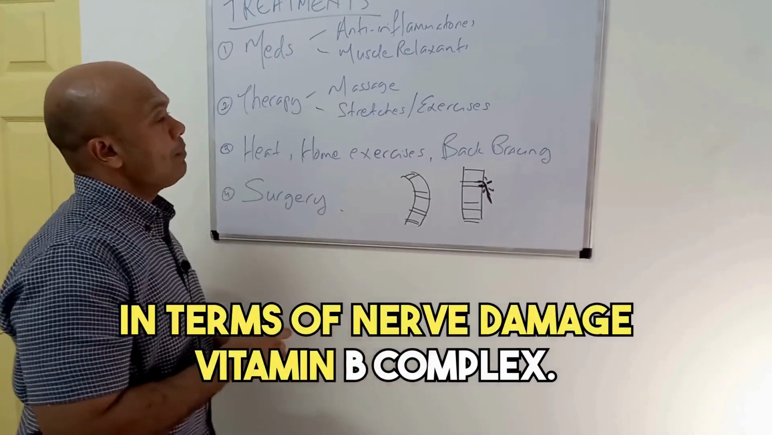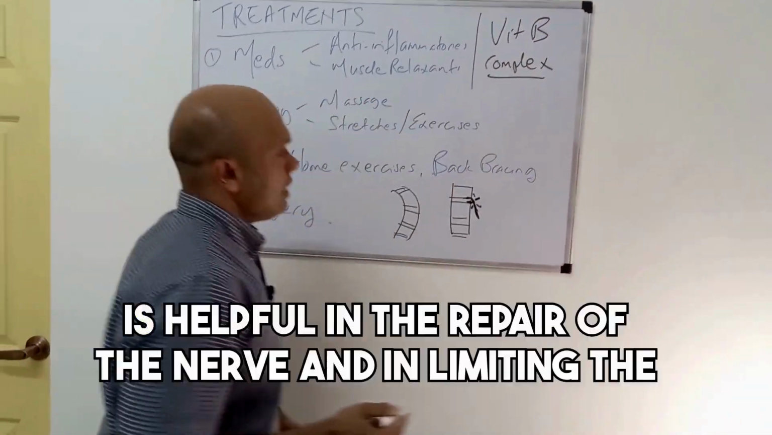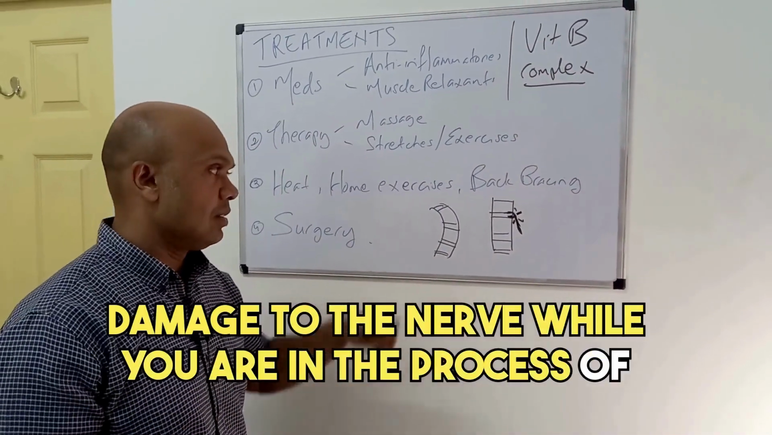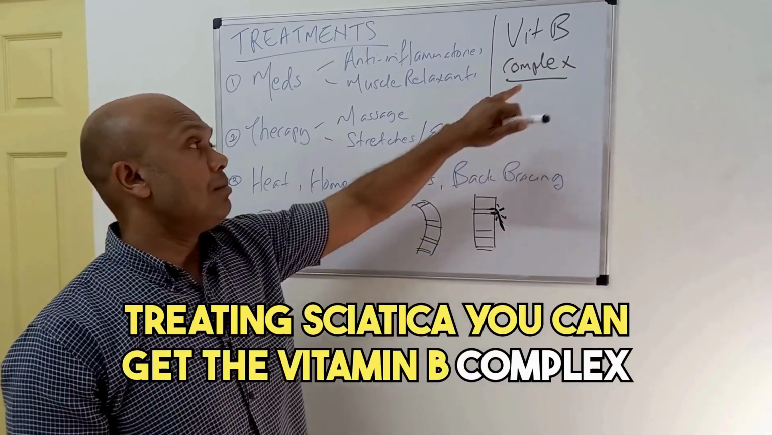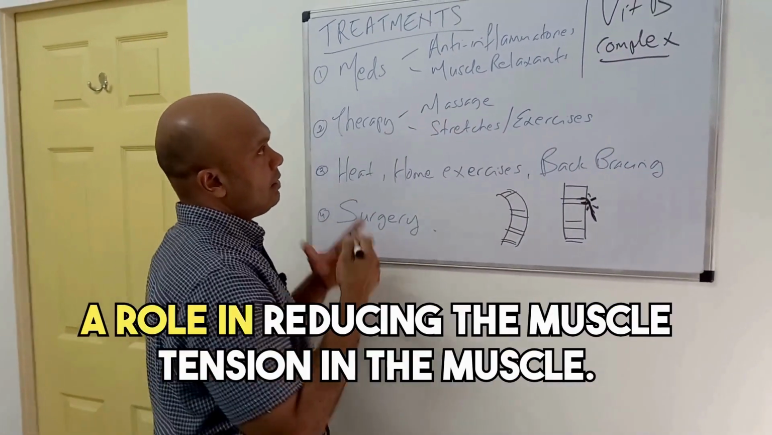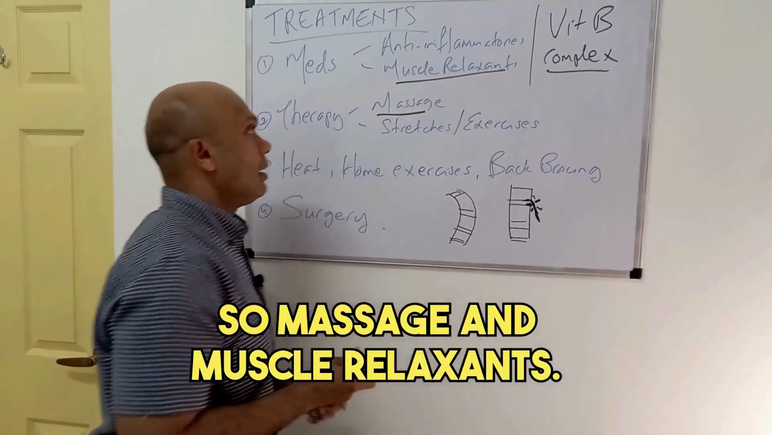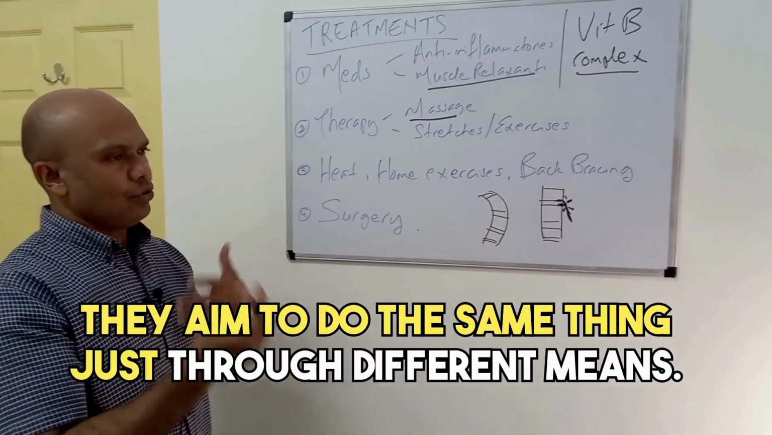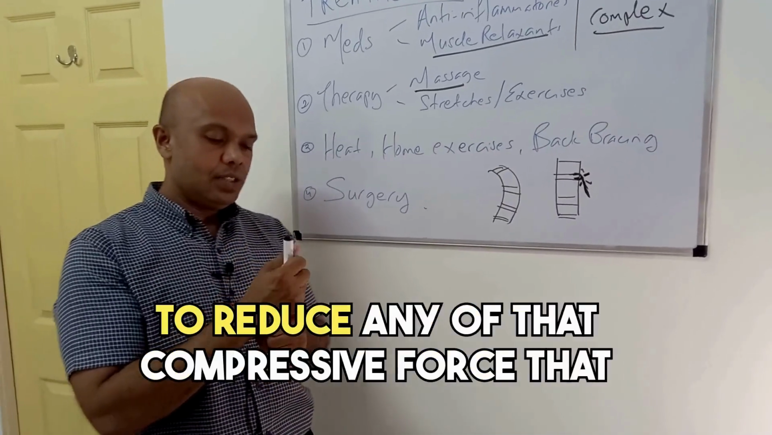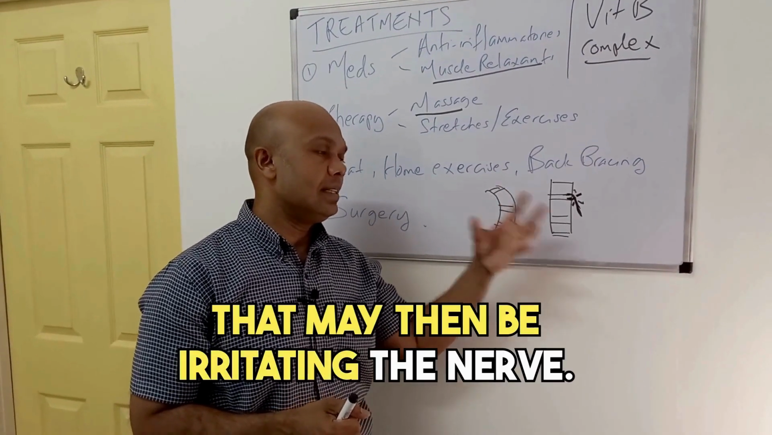In terms of nerve damage, vitamin B complex is helpful in the repair of the nerve and in limiting the damage to the nerve while you are in the process of treating sciatica. You can get the vitamin B complex via injection or orally. In terms of therapy, massage plays a role in reducing the tension in the muscle. Massage and muscle relaxants aim to do the same thing, just through different means. Massage does help to relax the muscle and reduce any of that compressive force that may be worsening a herniation and irritating the nerve.